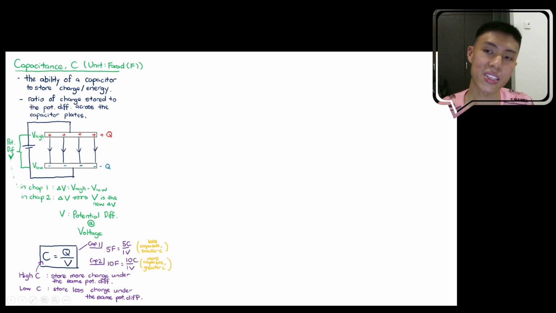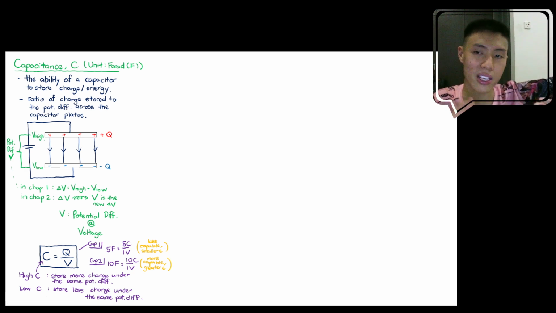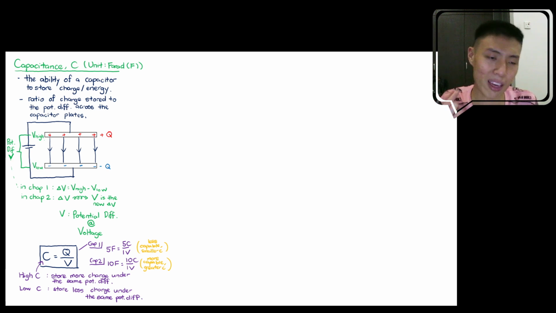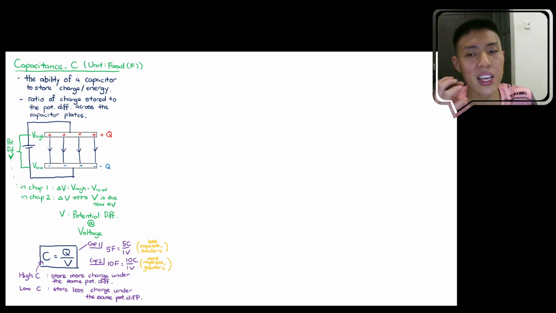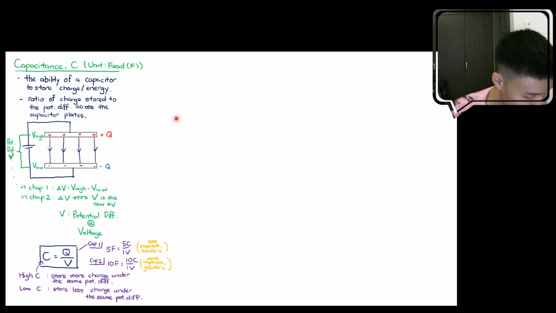Okay, so that's the idea. It's a value that tells you whether the capacitor is powerful or not. If the capacitor is very capable, it has a great value of capacitance. If a capacitor is very weak in storing charge, it has a low capacitance. So it's an indicator of whether the capacitor has great or weak ability to store charge. It can be represented by this value C, which can be obtained by taking Q divided by V. So that's the idea of capacitance.